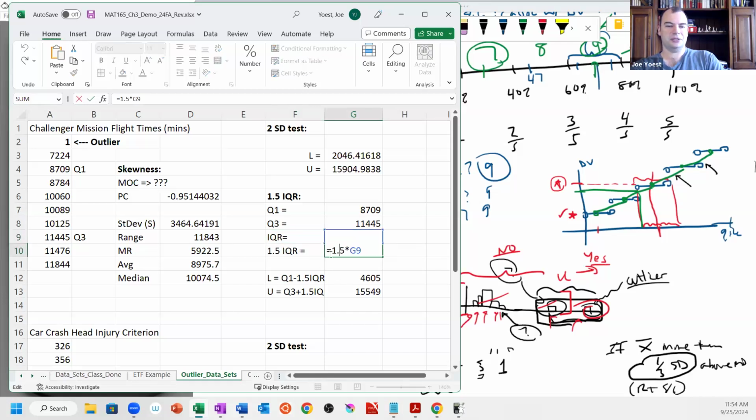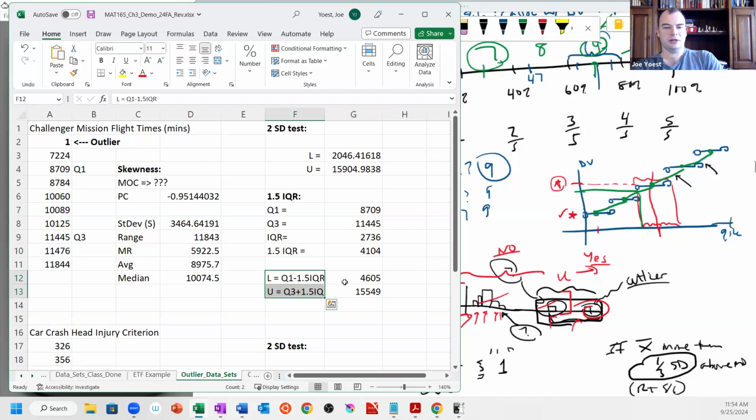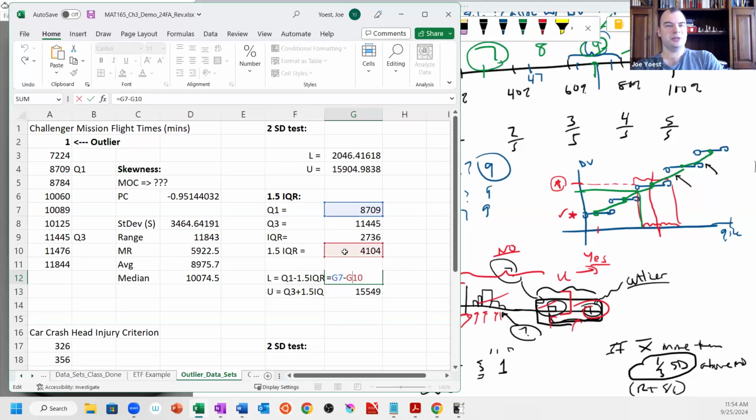1.5 IQRs is just 1.5 times that IQR number. And then my lower and upper bounds are Q1 minus 1.5 IQRs and Q3 plus 1.5 IQR cell.